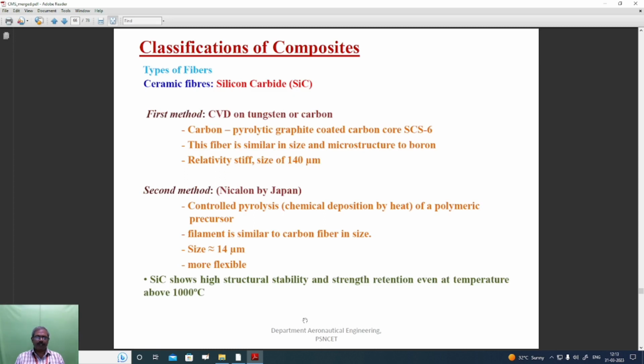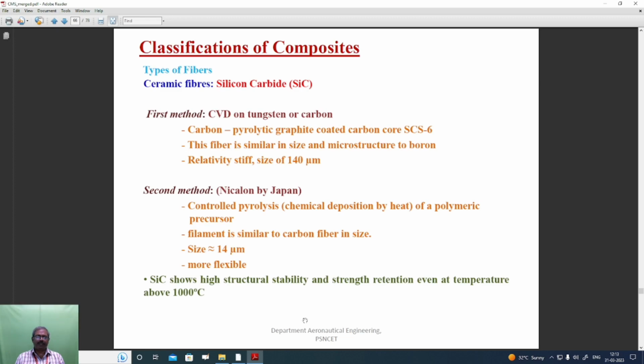Then silicon carbide, a ceramic fiber. The method used to manufacture SiC is CVD on tungsten and carbon. The carbon core is coated with pyrolytic graphite, as in SCS6. This fiber is similar in size and microstructure to boron, with relatively high stiffness and a size of 140 micrometer.